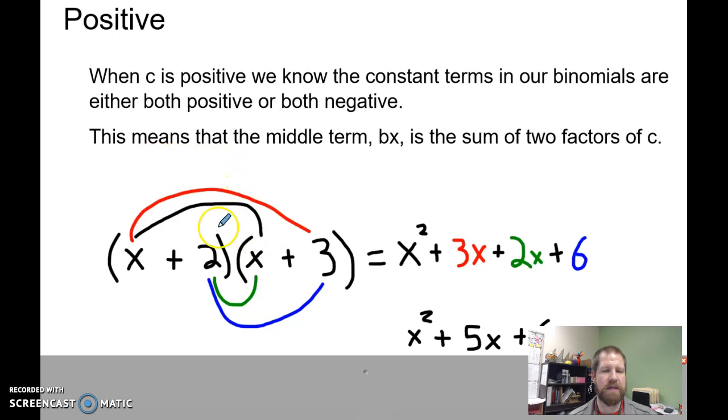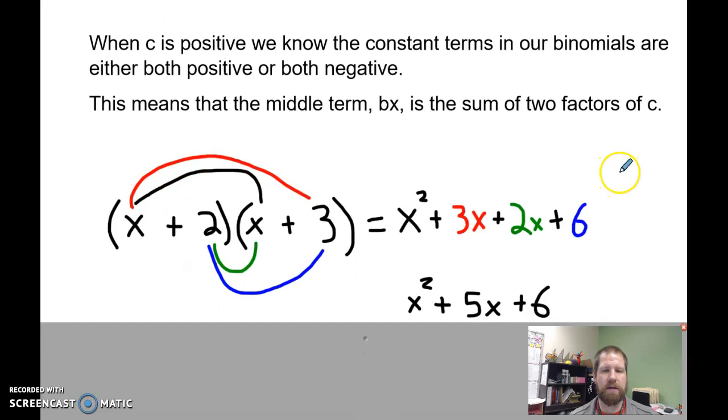And this means that the middle term, okay, so our first term is x times x. Our last term is going to be our 2 times our 3, our last term from each of our binomials multiplied by each other. And our middle term is the combination of the x times 3 and the 2 times x. Right? So it's these two in the middle.